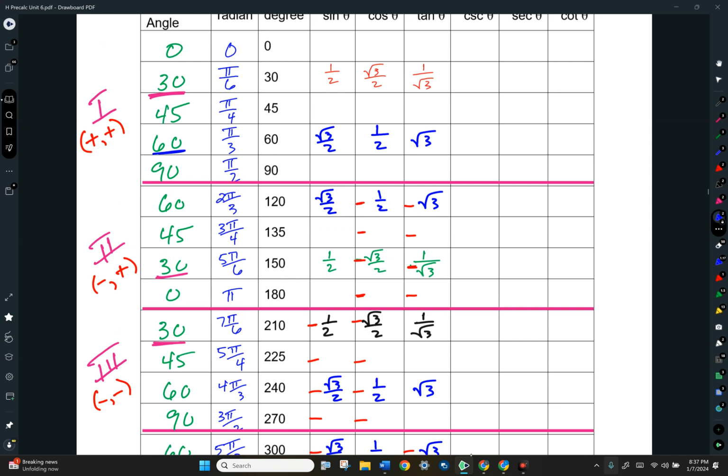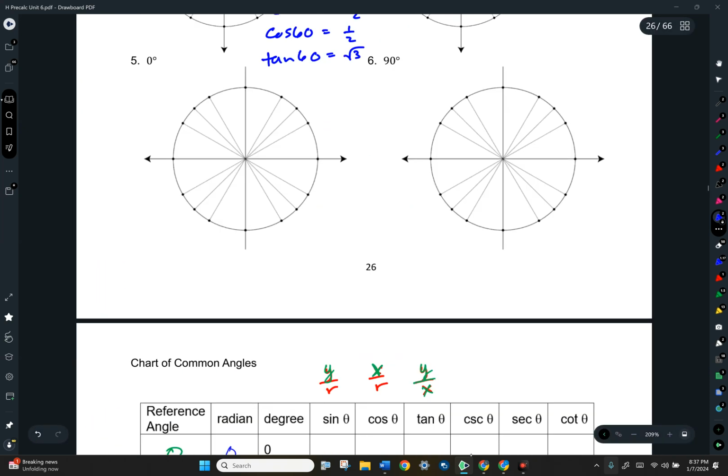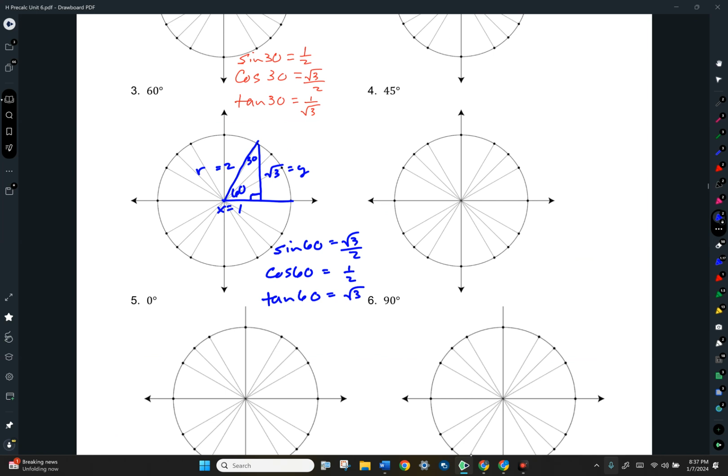Okay, so we've done the 30-degree reference angles, we've done the 60-degree reference angles. Let's go to the 45-degree reference angles. So look at number 4. So here's my 45-degree reference angle.